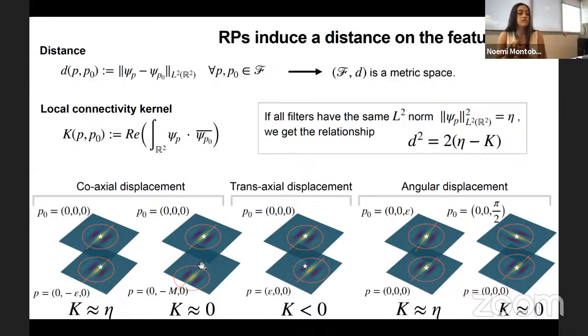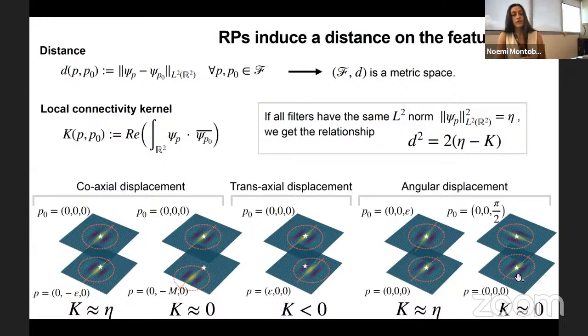Whereas if the displacement is larger, at some point the filters are not overlapping anymore, and the interaction according to this measure is going to be 0. Or we can have a negative interaction when the displacement happens along the axis that is orthogonal to the preferred orientation, because we have a superposition of lobes with different signs. On the other hand, when the filters are centered at the same point, of course, if their orientation is similar, they're still going to have a strong interaction.